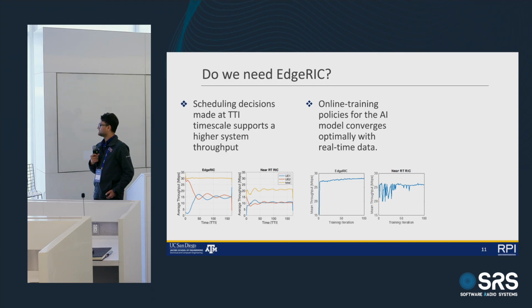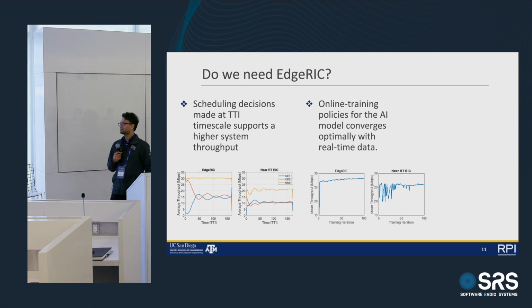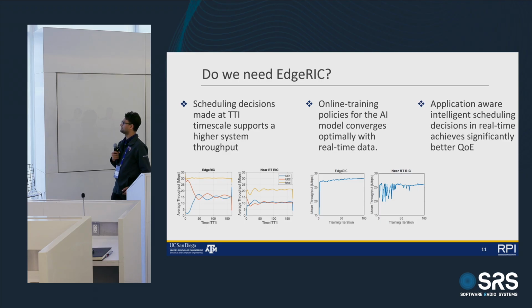But the near real time, even after like 50 iterations, it doesn't converge to the optimal value, and that's because the channels are really outdated by the time we get any control information from near real time RIC. So the latency is important. The delay between the RIC and RAN has to be minimal. It has to be below a millisecond to really enable some of these optimal scheduling decisions that we are building.